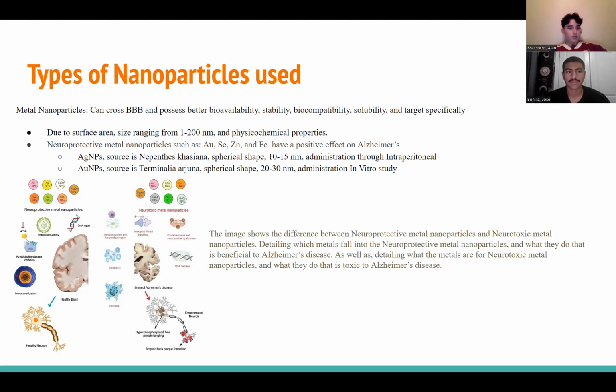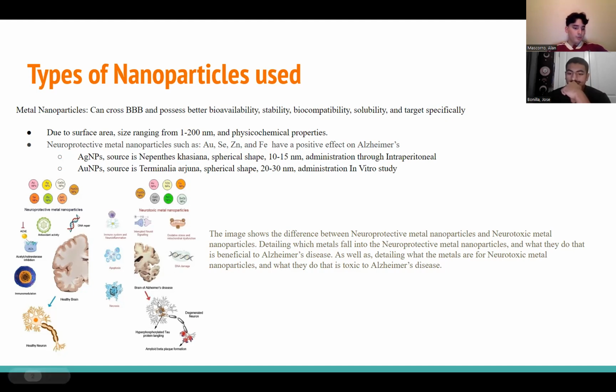The way they're used: for silver, it would be through the source of Nepenthes khasiana. It's in a spherical shape, ranges from 10 to 15 nanometers, and the administration is intraperitoneal. And gold, which is from a source of Terminalia arjuna, has a spherical shape, ranges from 20 to 30 nanometers, and the administration is an in vitro study.